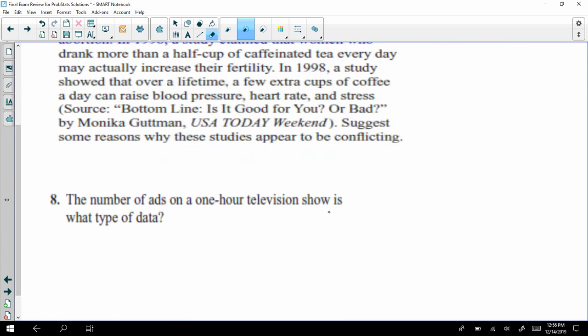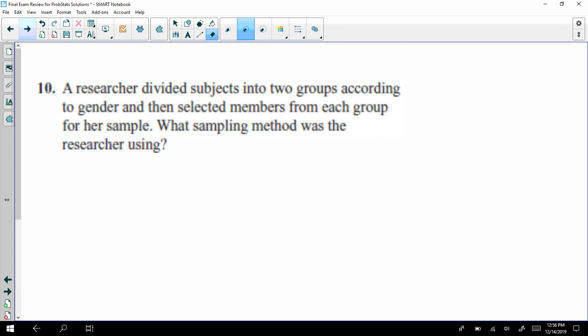Number of ads on a 1-hour television show is what type of data? It is ratio, because there's not interval, I mean. Okay? So moving on. A researcher divided subjects into 2 groups according to gender, and then selected members from each group of her sample. This is stratified. The strata is the gender.